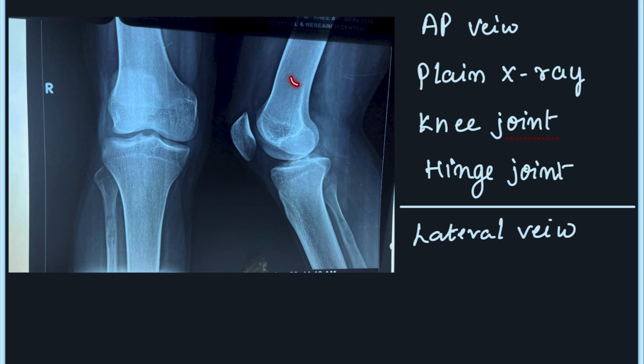So this is lateral view. You can see patella, you can see femur, you can see both the condyles of femur, and you can see tibia and fibula over here in this X-ray.